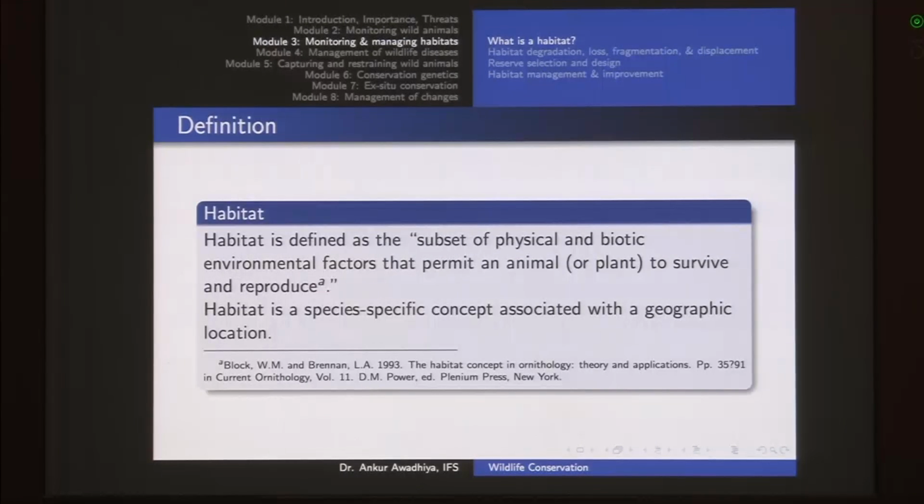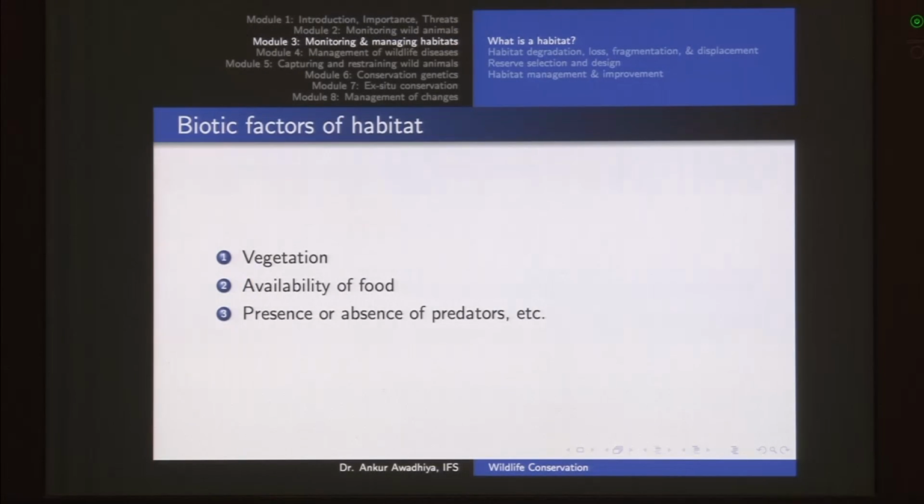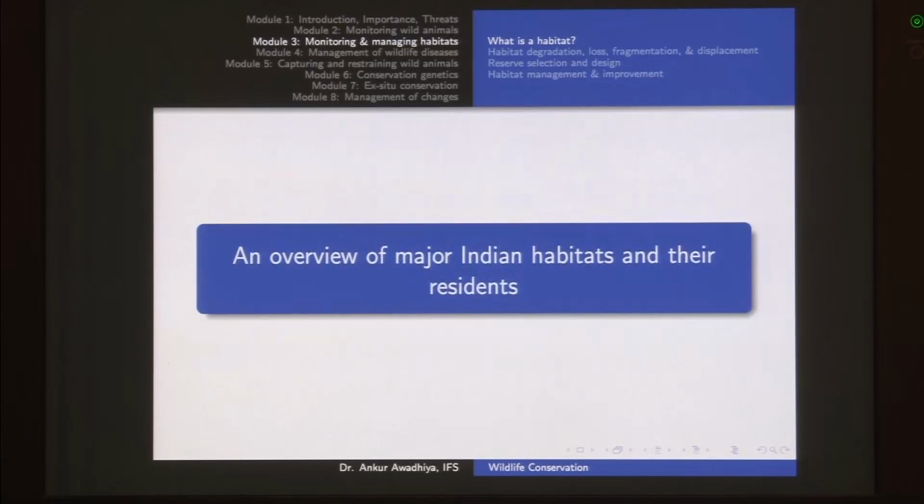What is a habitat? Habitat is a subset of physical and biotic environmental factors that permit an animal or a plant to survive and reproduce. It is species specific and associated with a geographical location. So, we looked at different physical factors of habitat: soil, moisture, temperature, light intensity and so on, and also biotic factors or the living factors, which is vegetation, availability of food, presence or absence of predators and so on.